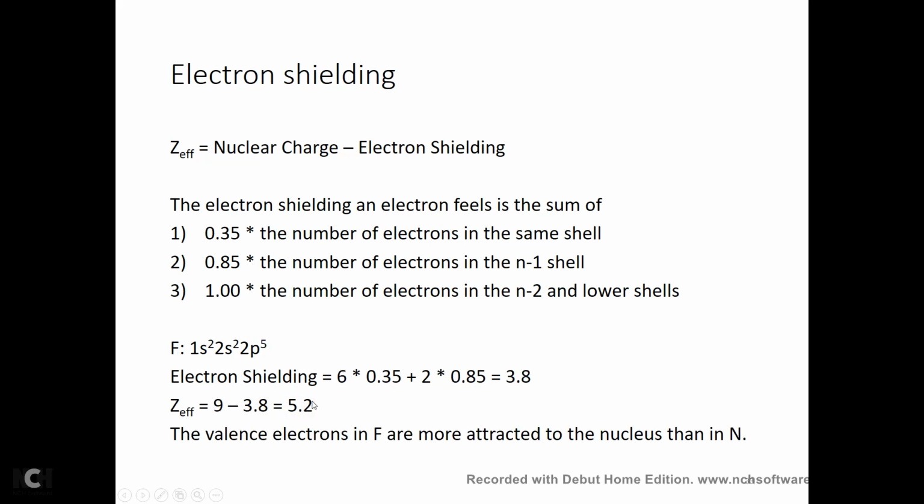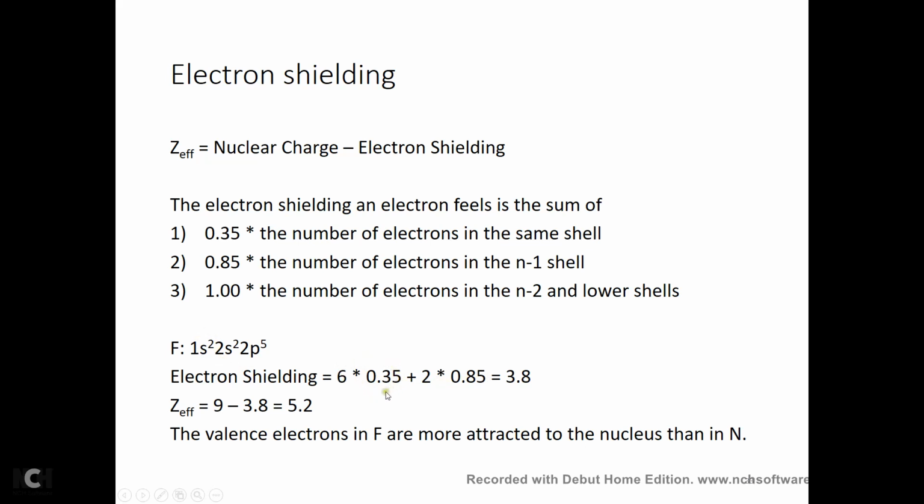Now let's look at another example, fluorine. Now we have 7 valence electrons and 9 nuclear charge. The electron shielding, this time we have 7 valence electrons, so each is repelled by the other 6 times 0.35. In the n-1 shell, there are 2 electrons, so 2 times 0.85.